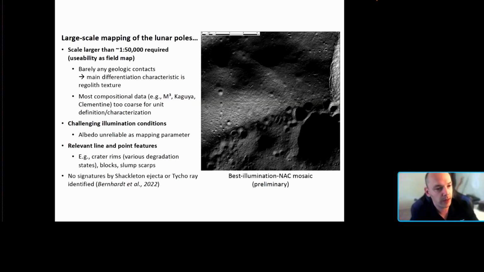We also looked at color data. So the entire area you see here in this image shows whether it has a signature by Tycho and Shackleton, a homogeneous one that doesn't vary based on the data set that we can assess. Next slide, please.